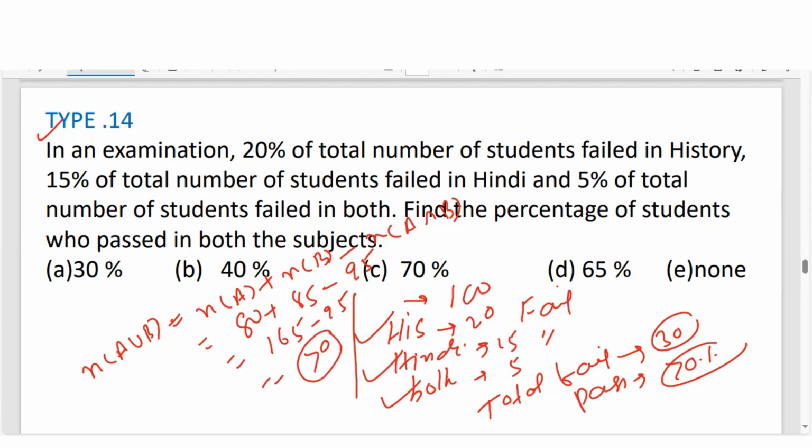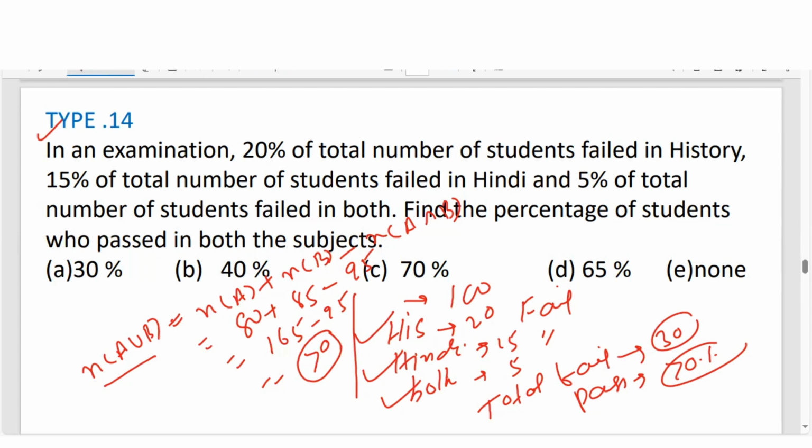So the answer is 70%, because we have taken percentages 80%, 85%, and 95%. So the total pass is 70%. You can find it like this also, and you can find it like this also. In both ways, we will get our correct answer. So the simple logic is that you can apply this format also.